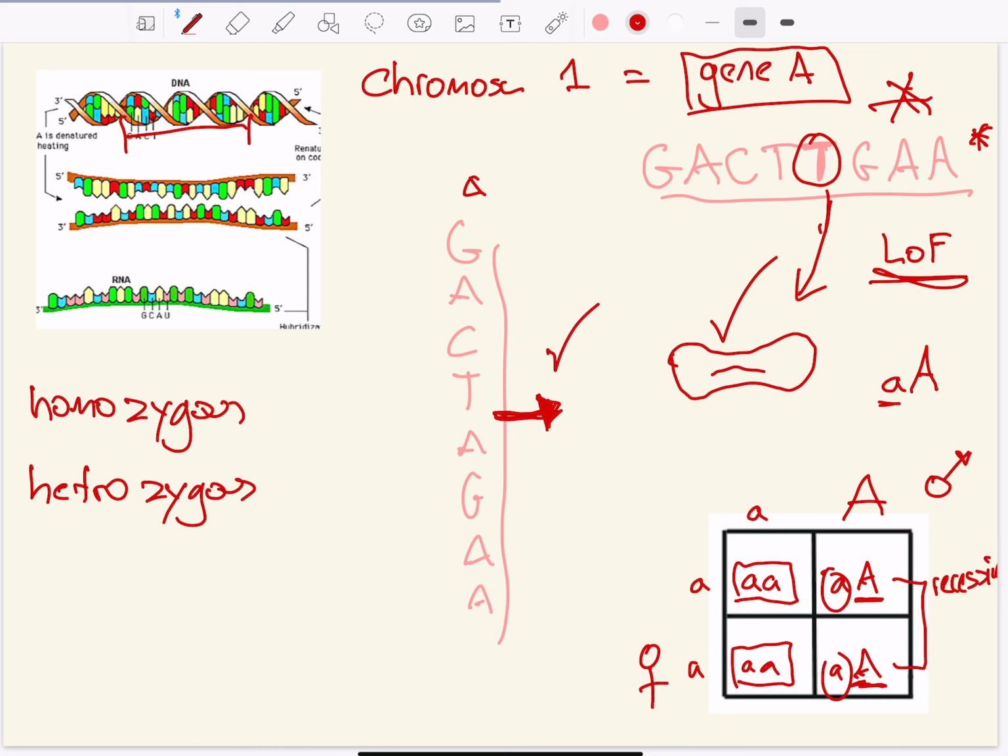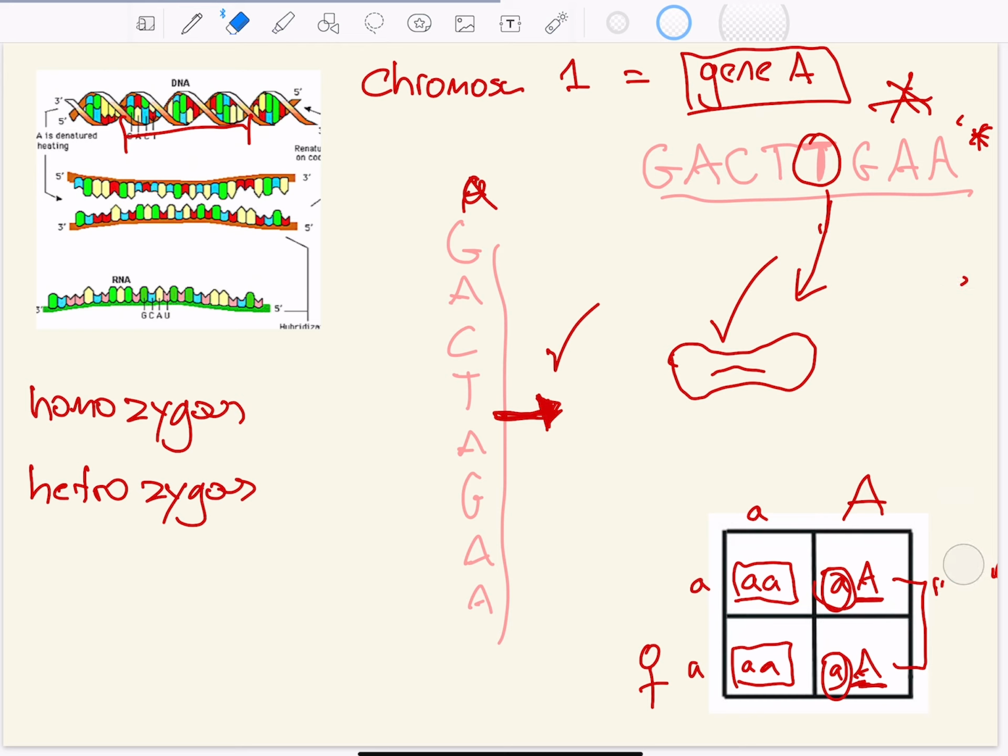Because this smaller a dominates the bigger a, like we saw over here. So this is mum was a small a and dad was a big A. Okay, so that means these are recessive, which means they don't have it. They carry it, but they don't display it. Okay, hopefully that part makes sense.